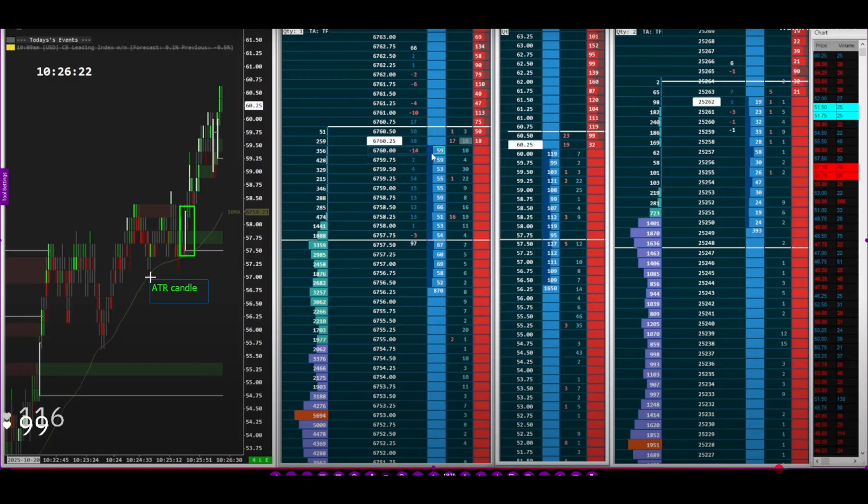ATR candle above SMA. Ooh, we even have precedence of it too. Ooh, that's exciting. I like that a lot. We have precedence. I love it when there's precedence. Cool. That makes me really happy.